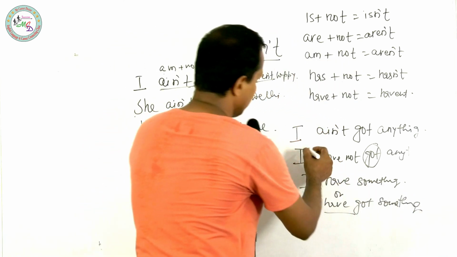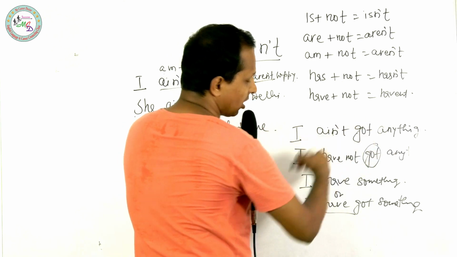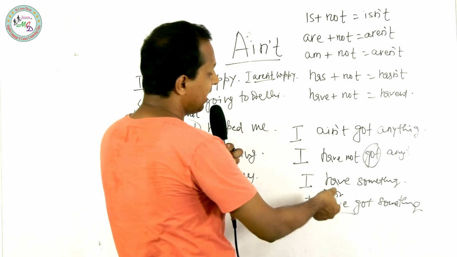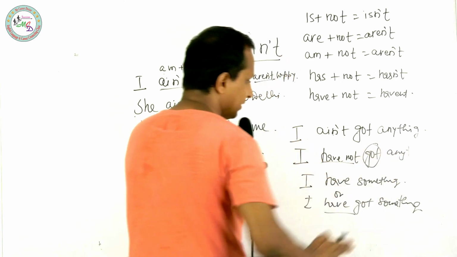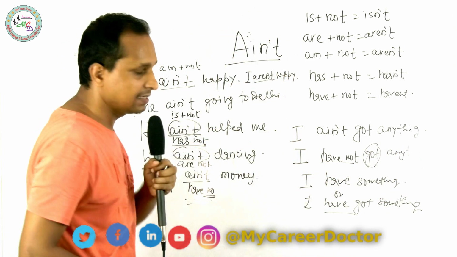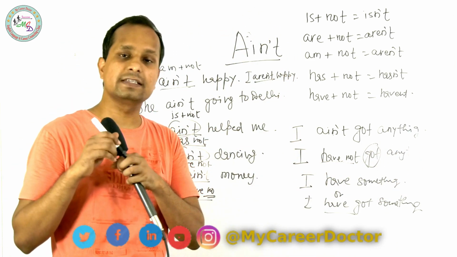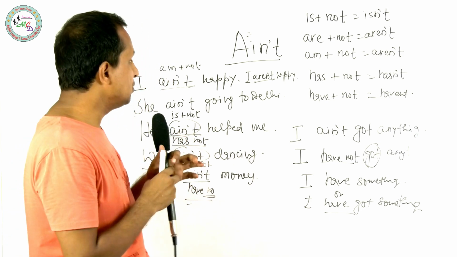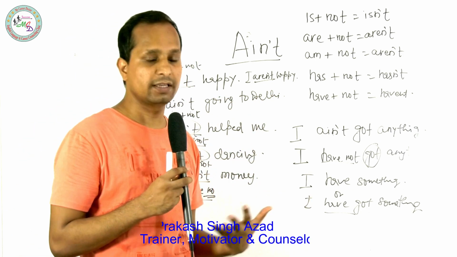Something. So here I have used I ain't got anything. It means I have not got anything. So I hope this is done and you will be able to use it in spoken English. How to use ain't properly in spoken English.